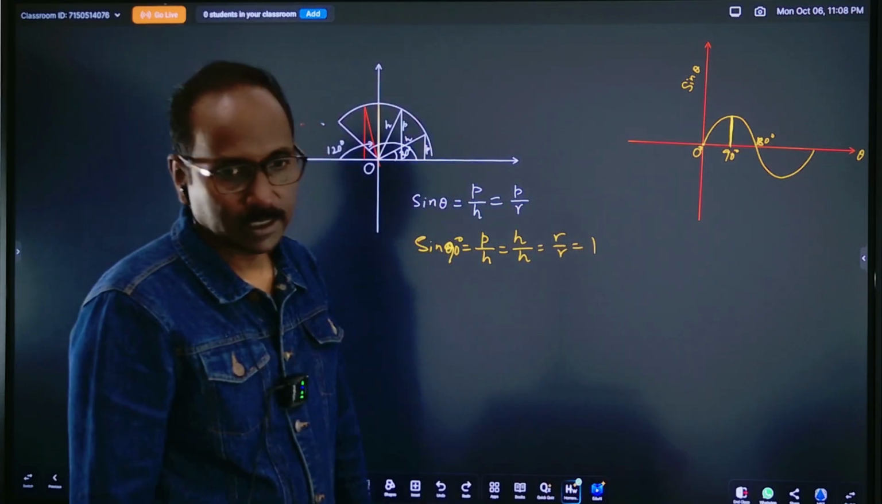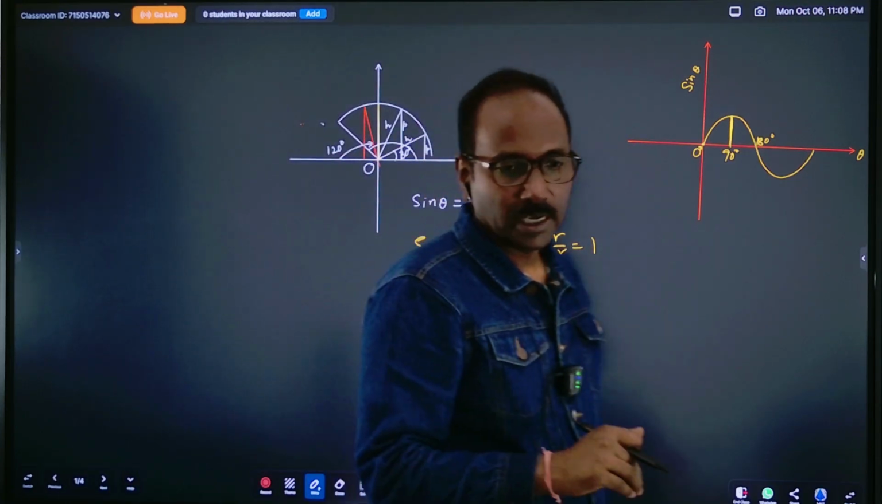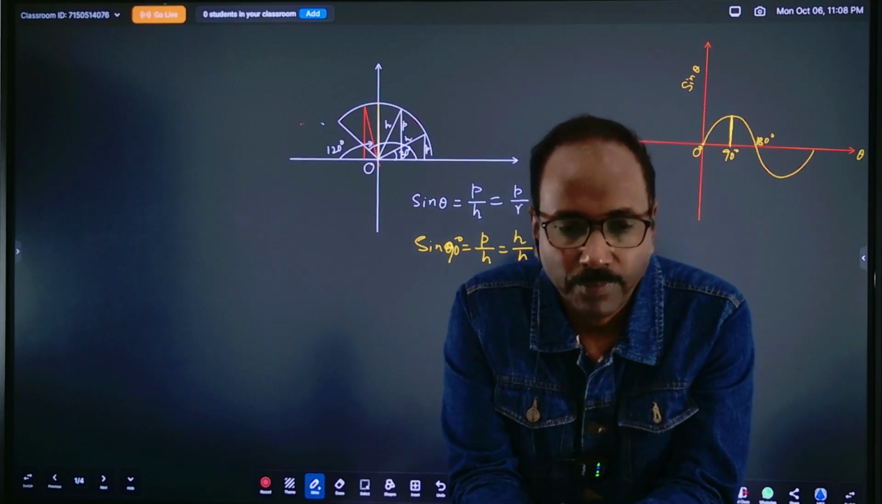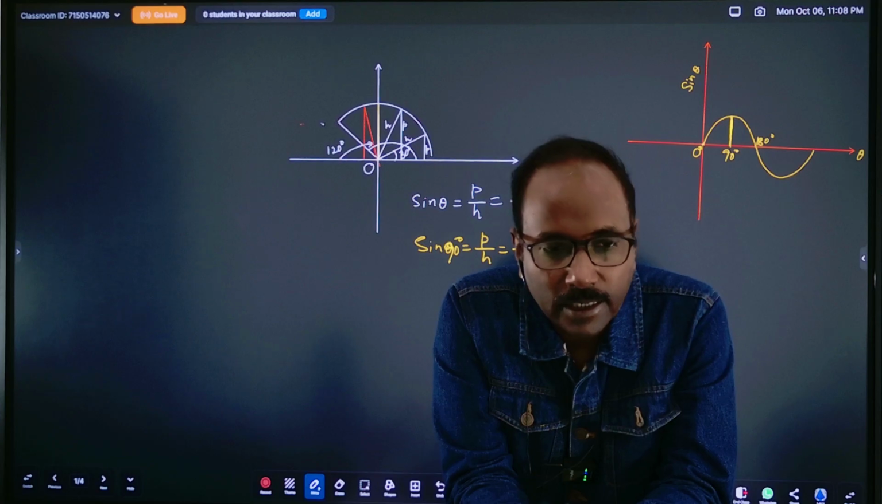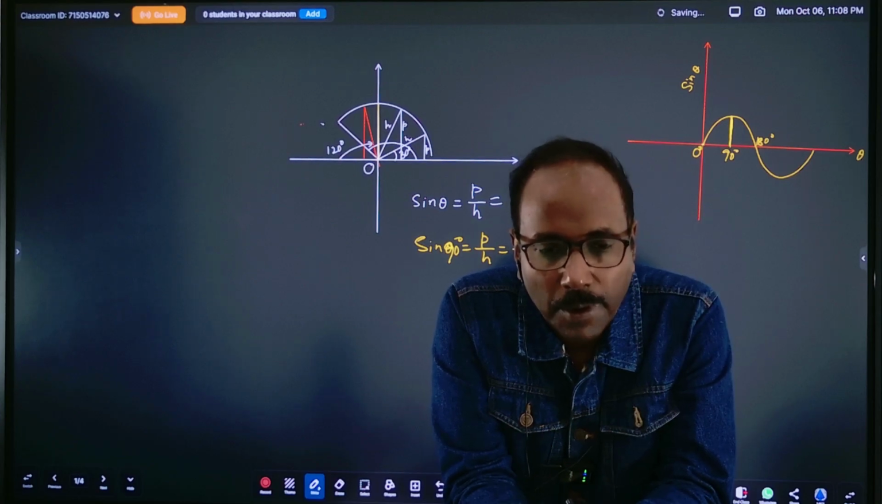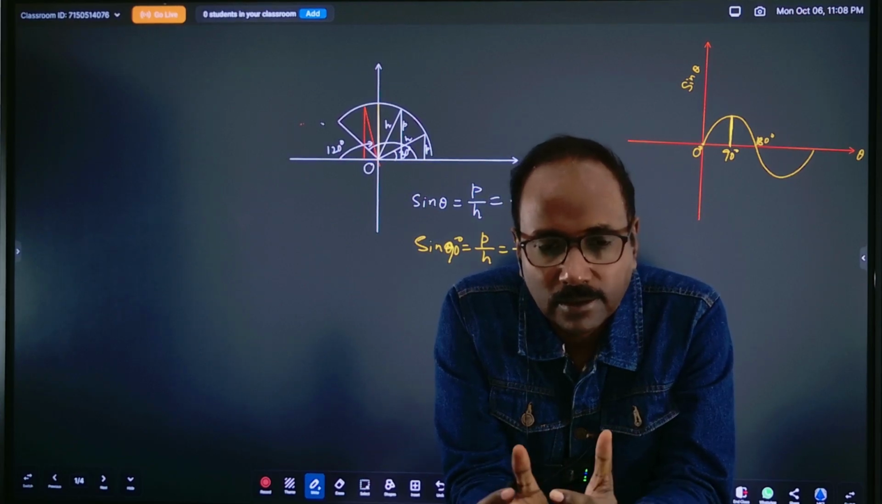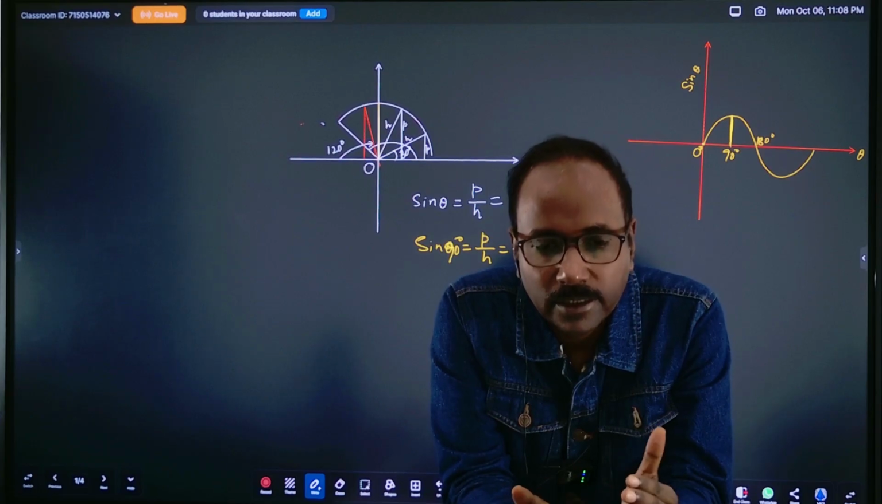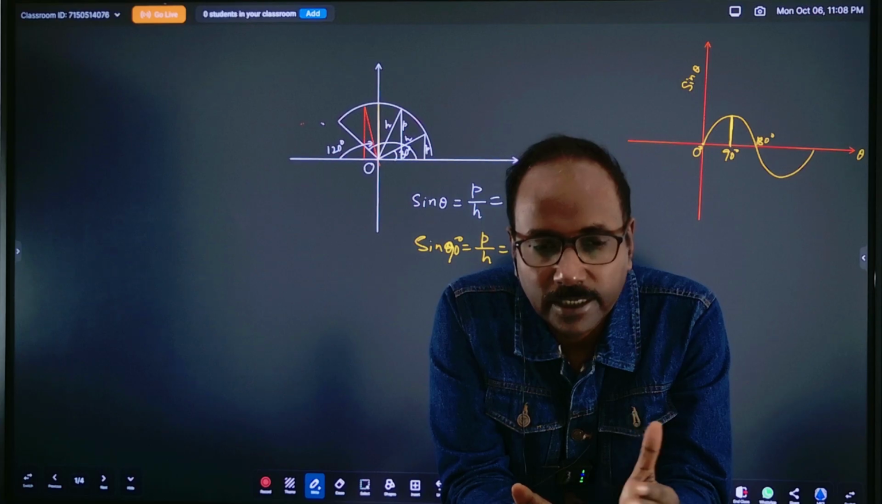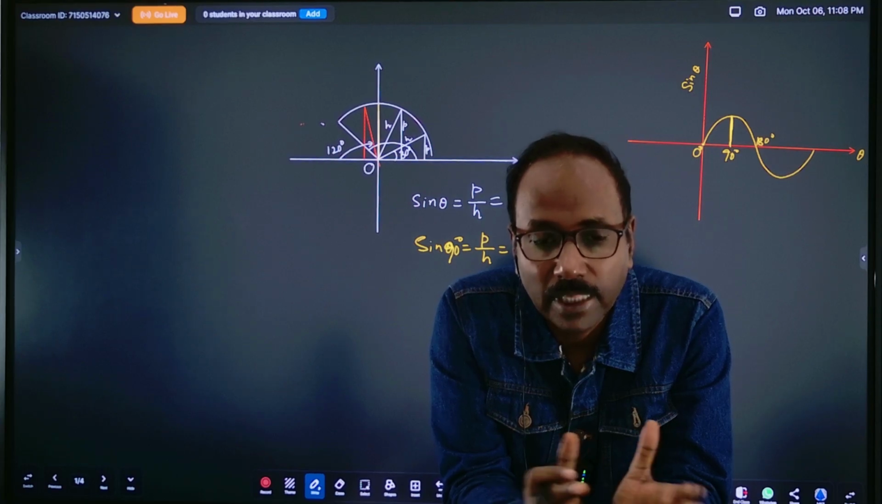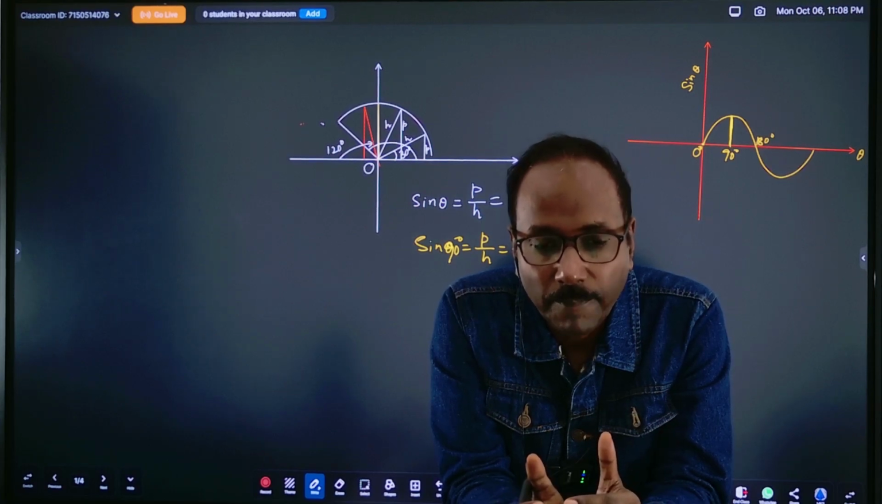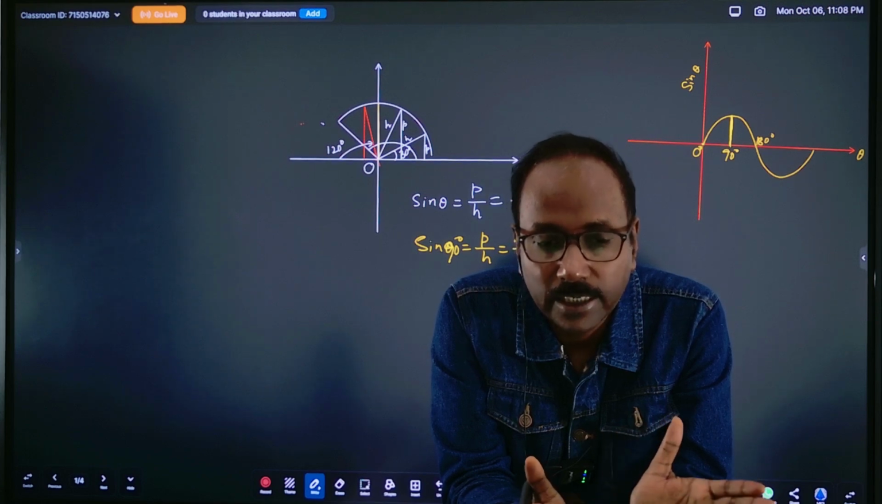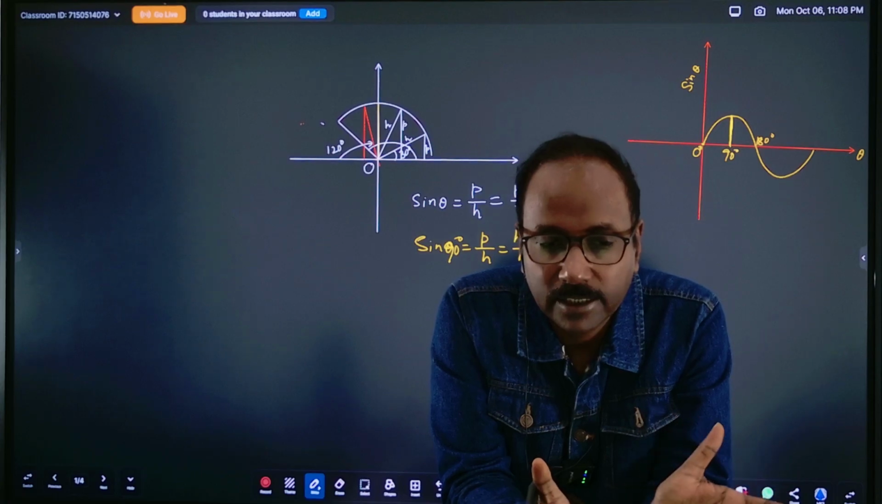This way also you can understand why we have said in the earlier comment that sin theta is increasing when the angle theta is changing from 0 to 90 degree, and after 90 degree it starts decreasing.